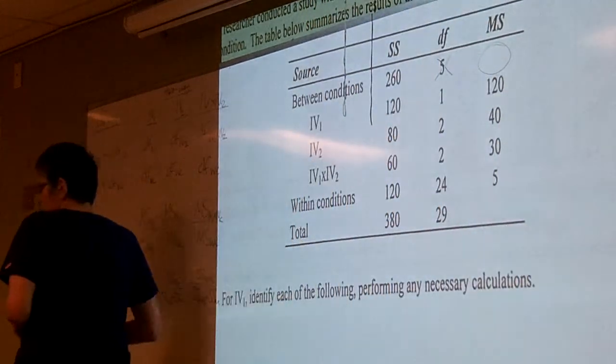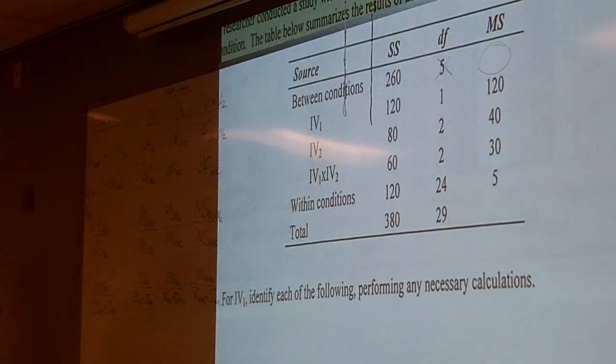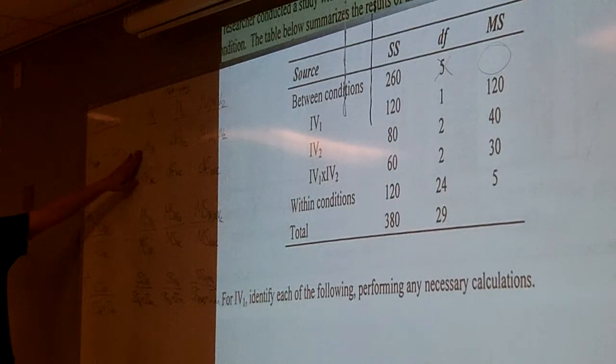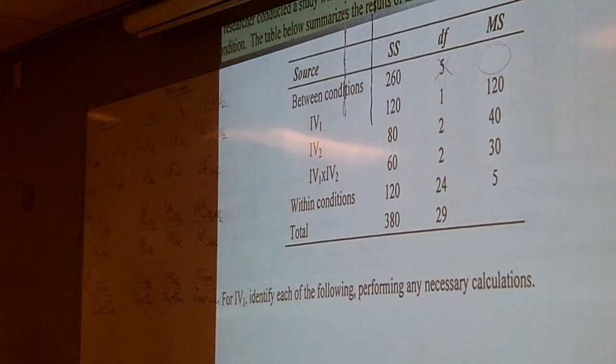All right, so given that we know this is what we have to have, let's just go through the list. We did these again, just to make sure we've got it. For IV1, what two values do I use to look up the critical value? 1 and 24. And when I do that, what do I find? 4.26. Do you agree? When I calculate the observed value, what numbers am I going to use? 120 over 5. And what do I get? 24. So if my observed value is 24 and my critical value is 4.26, do I have a significant effect? Is 24 bigger than 4.26? Absolutely. So there's definitely a main effect of IV1.